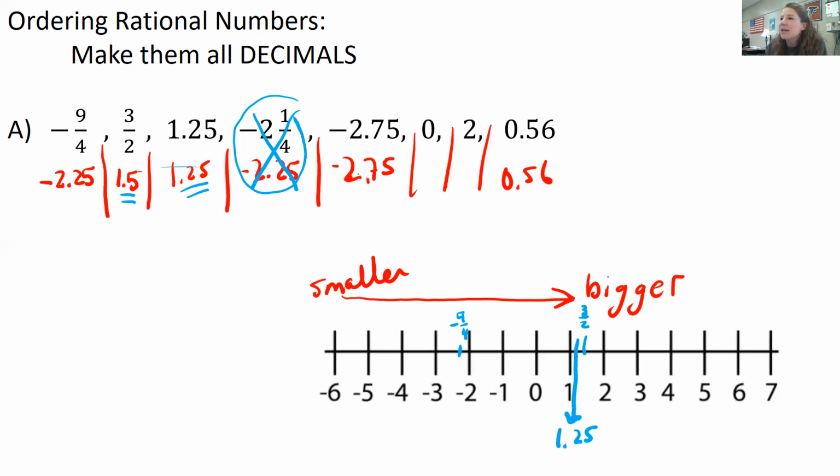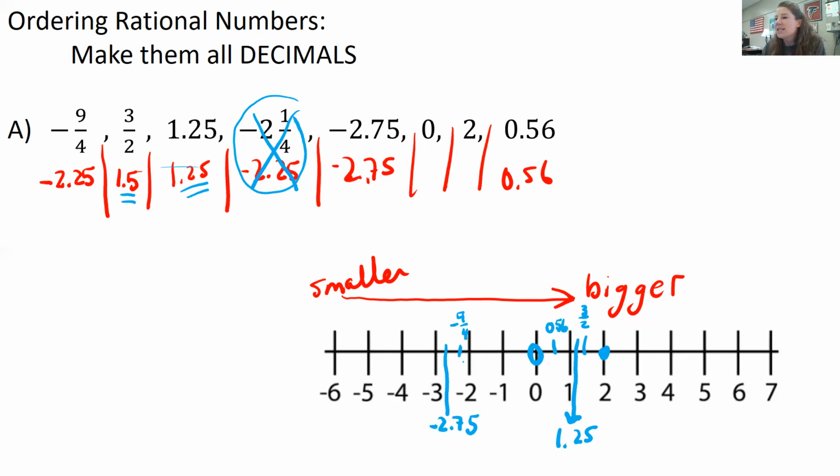All right, so now here we have negative 2.75. So here's negative 2, here's negative 3. So here is going to be about where negative 2.75 is. And then, of course, we have 0, we have 2, and we have 0.56, which is a little bit more than 0.5, isn't it? So 0.56.